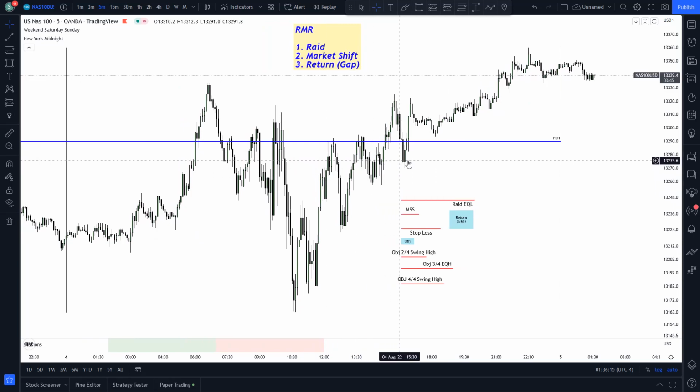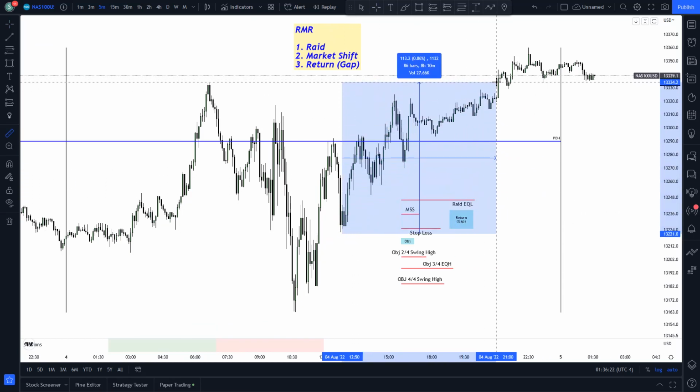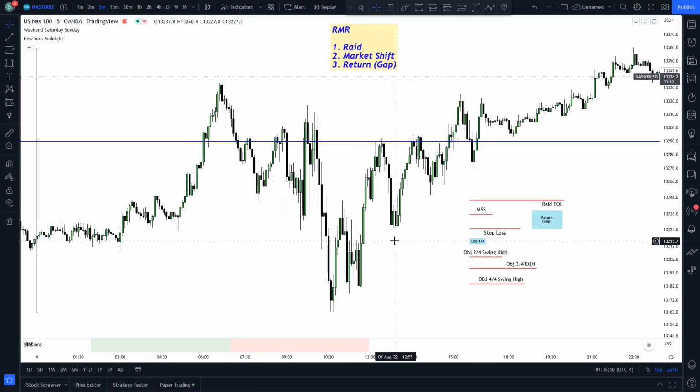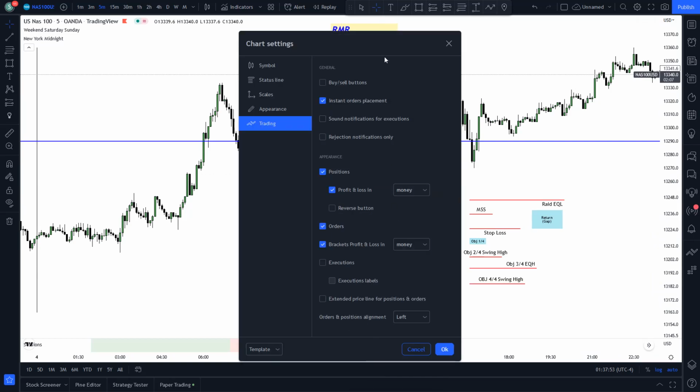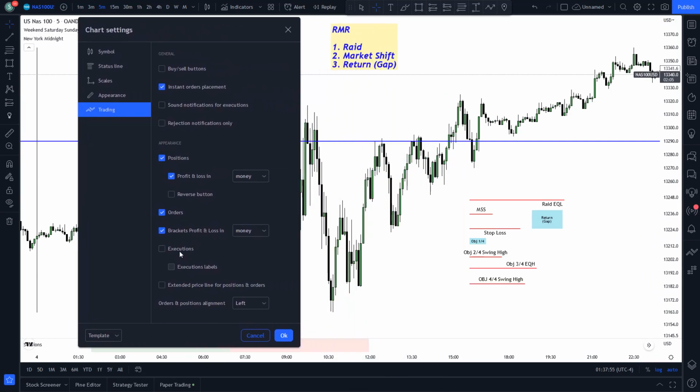to capture the most precise entry to ride this bullish move which managed to capture over 100 points. It's the 4th of August, we're on the NASDAQ 100, and first we'll go through all the elements on how we managed to find this trade live, and after that I'll be showing you guys the proof that I actually took this trade by turning on the executions and the labels. So stick around to the end to see the proof.